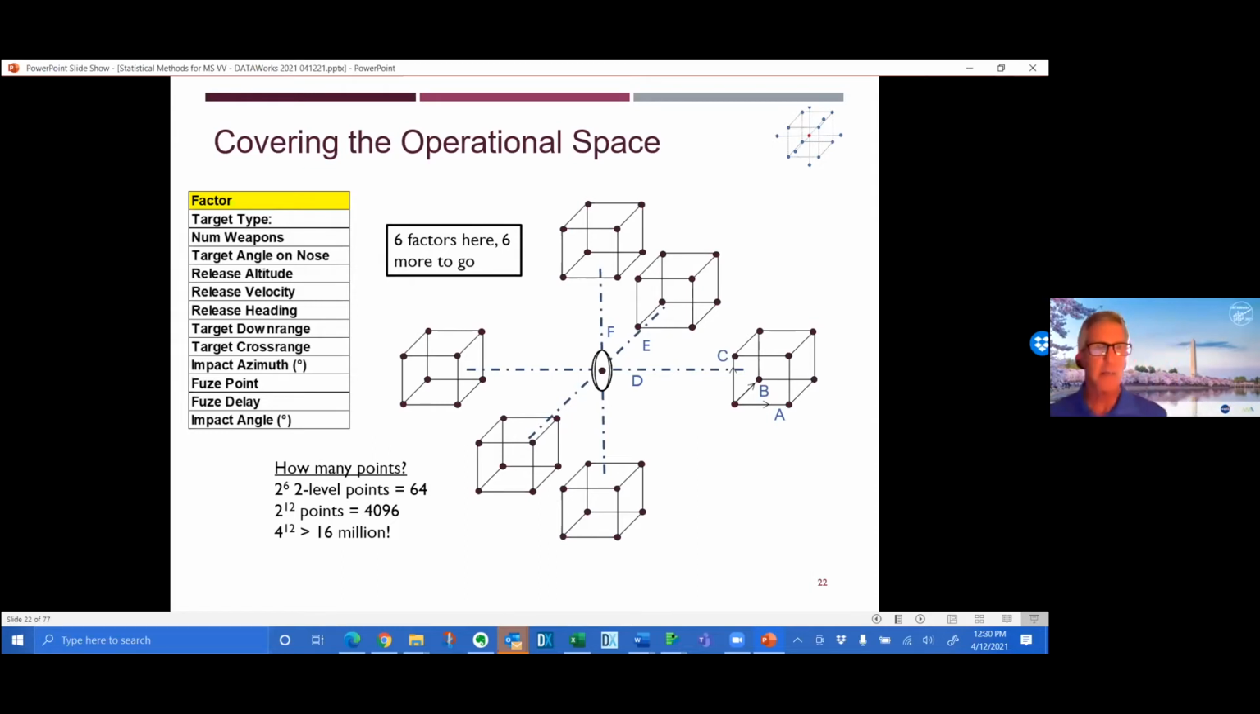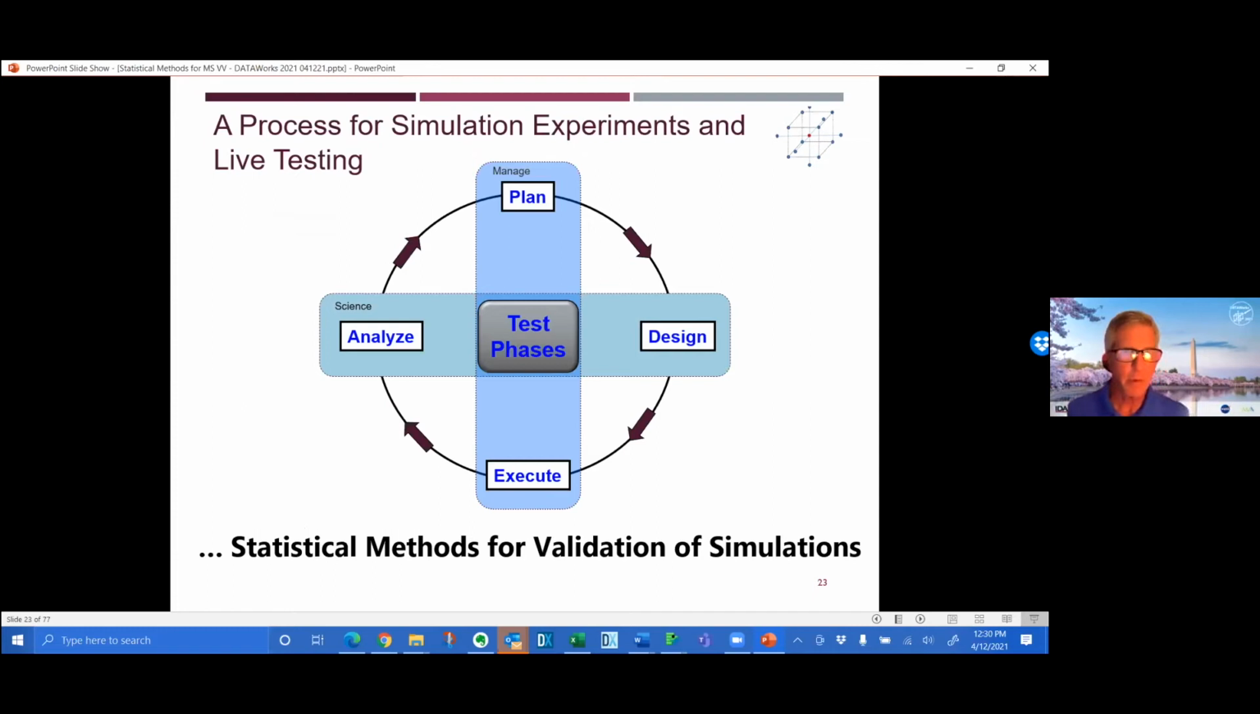Problem is, you grow that to 12 factors, there are over 4,000 points. And if you go to 4 levels of each of the 12 factors, we're at 16 million. So a challenging problem in terms of covering a space. We'll see in the case study, maybe there's some alternative approaches from a test design perspective that we can use to benefit our reality, which is limited resources.